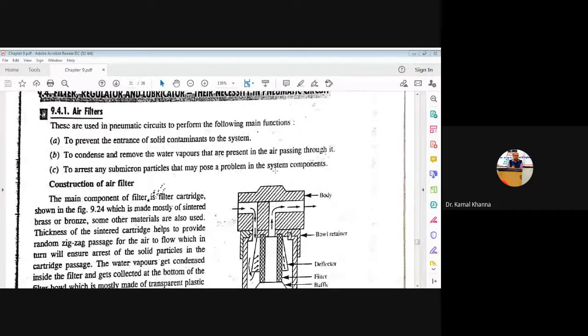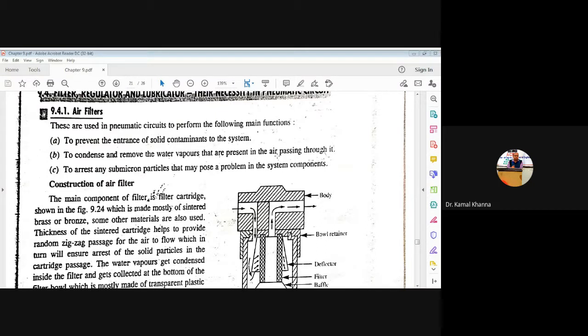So next is the air filter. We have read in the hydraulic system also what the function of the filter is. The filter prevents the entrance of impurities from the atmosphere, and it is also condensing. In the case of the pneumatic system, you must note that there should not be any water vapors from the atmosphere entering the pneumatic system. If any water vapors are present in the pneumatic system, they may choke the system. So the air filters also condense and remove the water vapors that may be present in the pneumatic system.